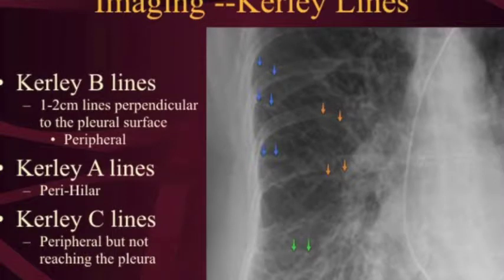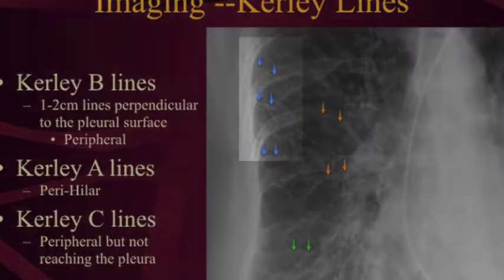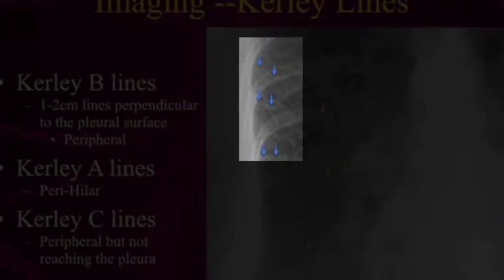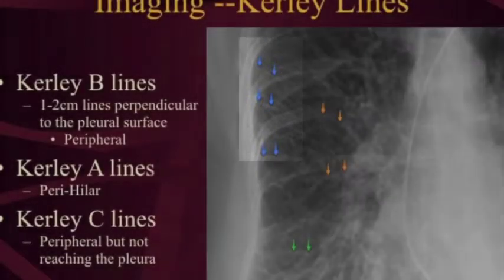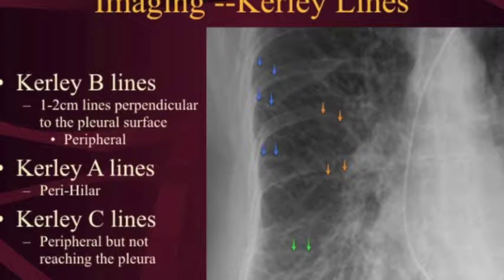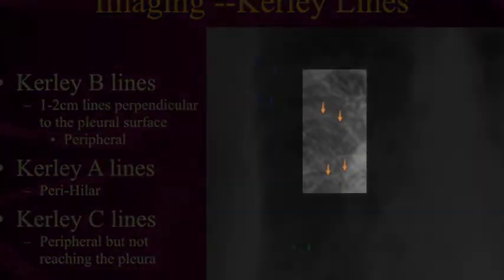So here we go. There's Kerley B lines, those are the ones you hear about all the time. Kerley B lines are these on the outside. They're 1 to 2 centimeter lines, perpendicular more or less to the pleural surface and peripheral here. So these blue arrows are the Kerley B lines. Kerley A lines are perihilar. These are the ones kind of close to the hilum. So these orange lines are the Kerley A lines.